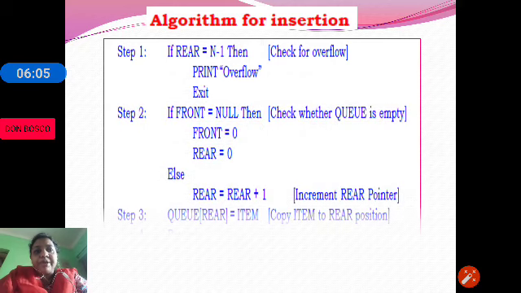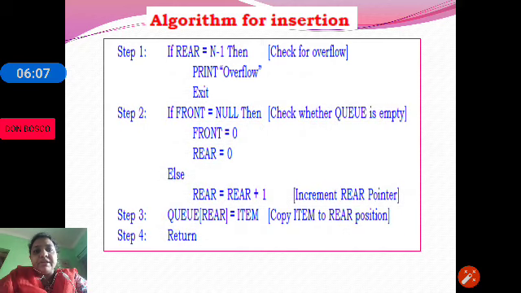So step 1. If rear is equal to n minus 1, n is the maximum limit of the Q. If Q is created for 5 elements, n will be 5. As the count starts from 0, 0, 1, 2, 3 and 4. Totally there can be 5 elements starting from 0th position up till 4.